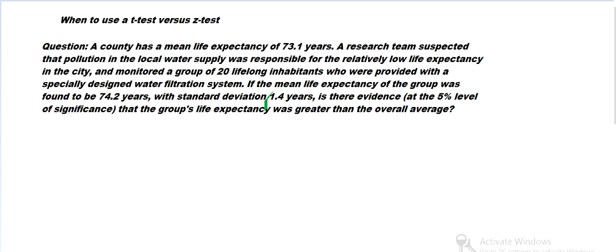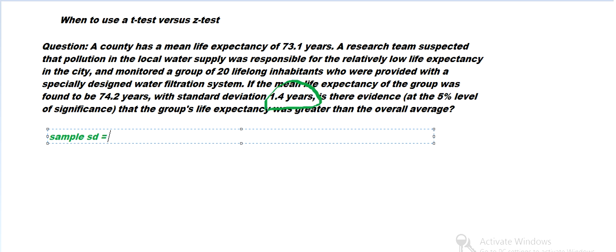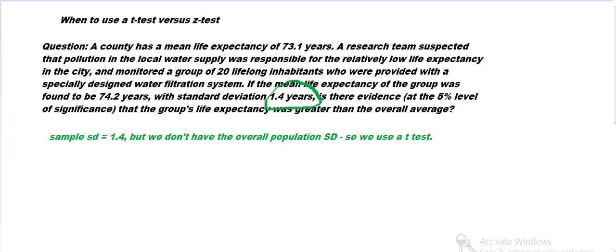So we've got the standard deviation of the group, but not the overall population standard deviation. So the sample standard deviation is 1.4, but we don't have the overall population SD. So we use a t-test. If we don't have the overall population SD, then we can't use a normal distribution test. We have to scale it to take that into account.